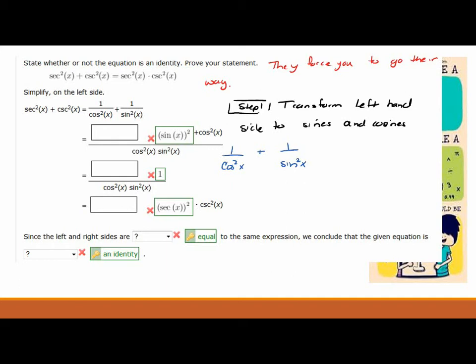So I changed the secant squared, that's 1 over cosine squared, and the cosecant squared is 1 over sine squared, from the red list, not the black list.